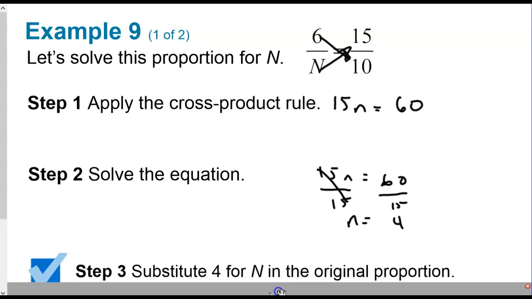Hopefully that's what you got. We can substitute 4 in for the original proportion. And so up here we can go ahead and put that as a 4 up here. 4 times 15 is 60. And 6 times 10 is 60. And so we have that is true.